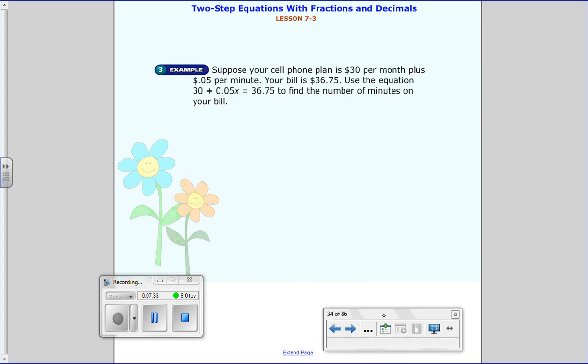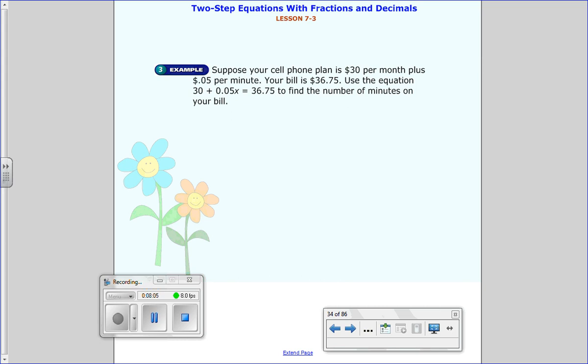All right, final problem of the night is with decimals. And really, the whole idea of multiplying each thing like we just did, we could get rid of fractions. If you really wanted to, you could get rid of decimals in the same way, but you don't have to. So here's this one. Suppose your cell phone bill is $30 a month plus 5 cents per minute. Your bill is $36.75. Use the equation 30 plus 5/100 times x is equal to $36.75 to find the number of minutes on your bill.